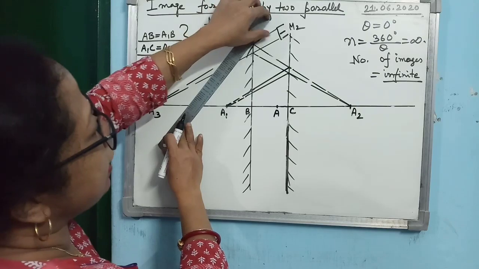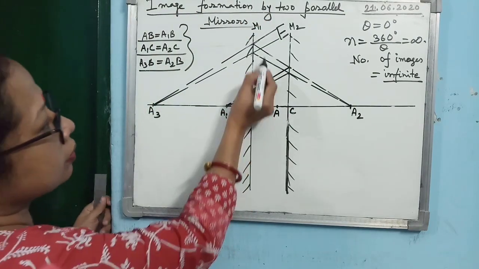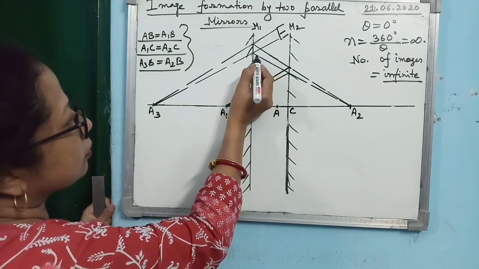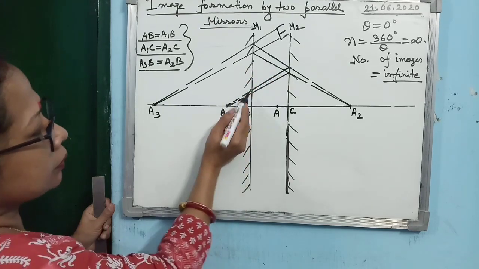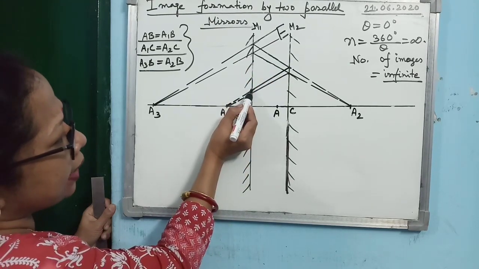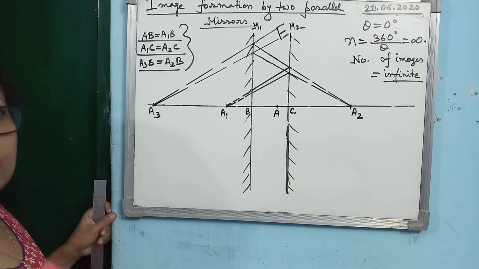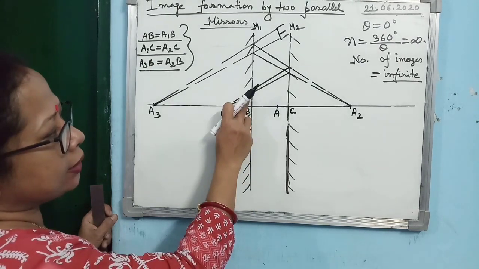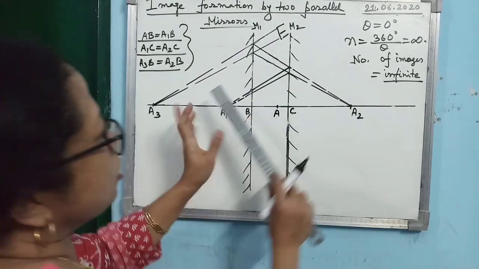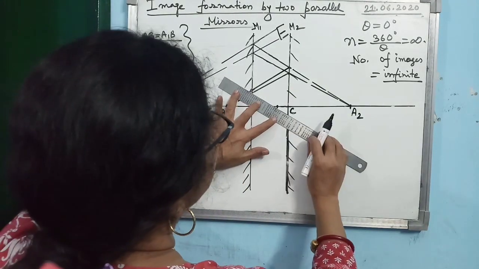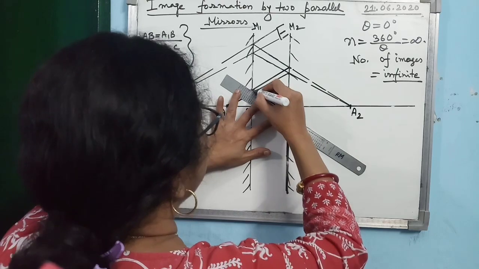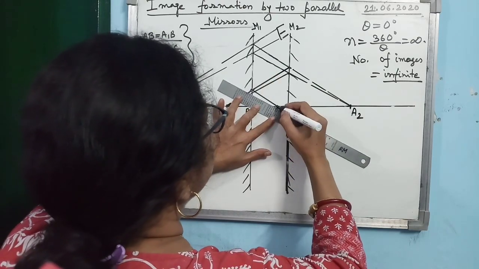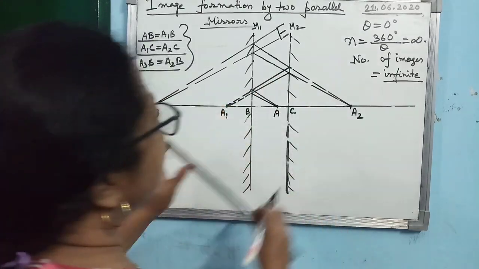Alright. So you see, again these 2 lines are drawn. They meet the mirror M1 at these 2 points. With whom will you join them? A1 is the image of A. So you have to join these 2 points with A. Now here it is coming in front of the mirror only, so there is no problem, it will be a solid line.